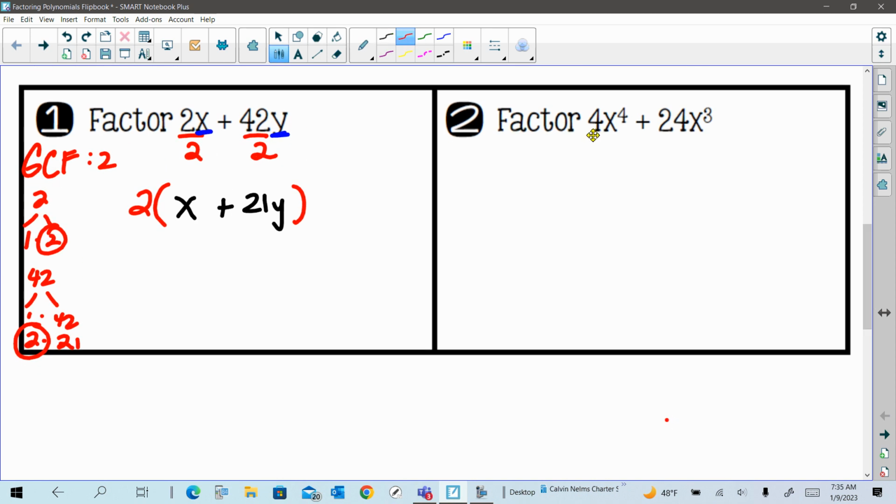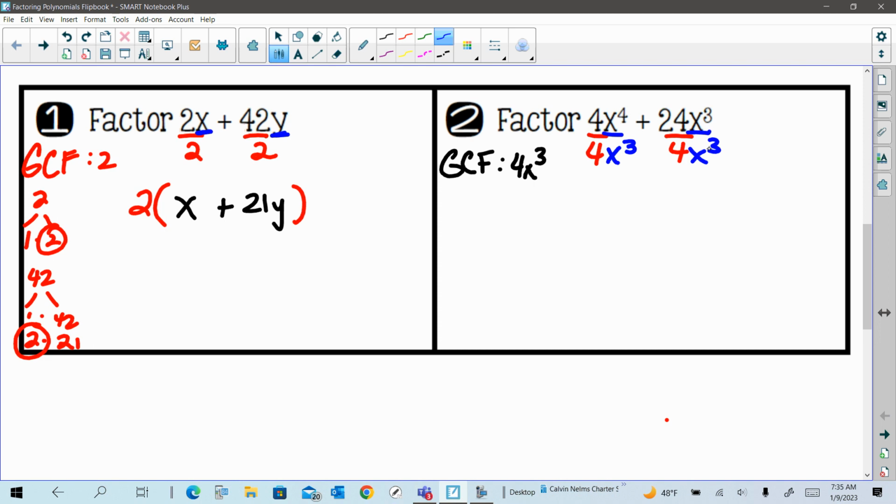Now I look at the numbers 4 and 24. Usually I start with the smallest one and I just say, can 4 go into 24? Yes, it can. So my greatest common factor with my numbers is 4. Then I look at my letters. I have an x to the 4th and an x to the 3rd. Since they're both x's, I take out the smallest one, which is x to the 3rd. So my GCF here is 4x to the 3rd. That's what I'm taking out of each term. I'm dividing each term by that amount.